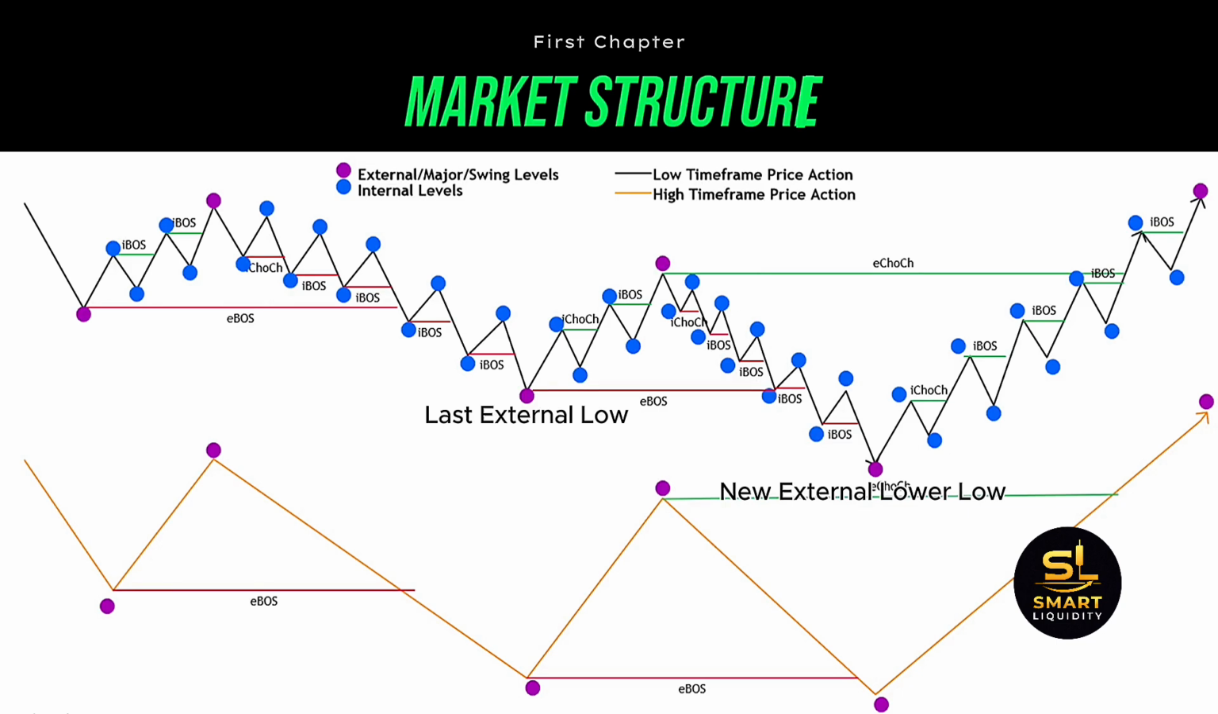So basically the high time frame and low time frame were aligned up until this point, where the market was unable to break the last external low, and enters into a low time frame uptrend by breaking the previous internal lower low, which marks a new internal higher low.